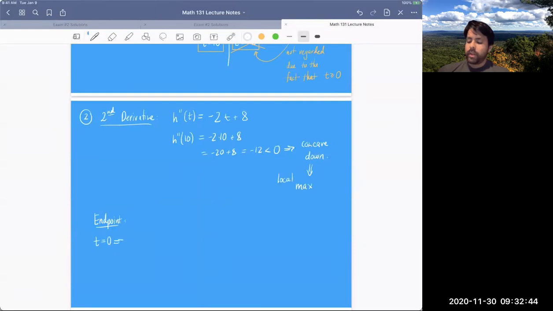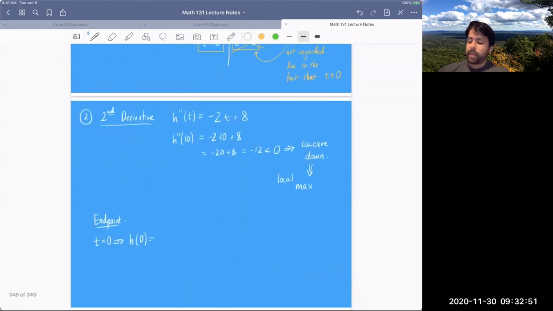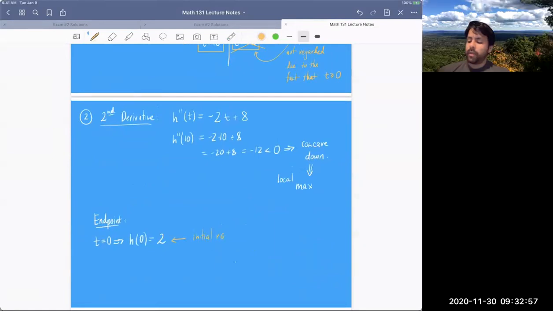At t equals 0, what is my height? If I plug in 0 into my height formula, what do I get? I get 2. This is my initial height. So the initial height of this model rocket is 2 feet above the ground. And then it goes off into the air. And eventually, it goes up and then it goes down, right? And so t equals what?